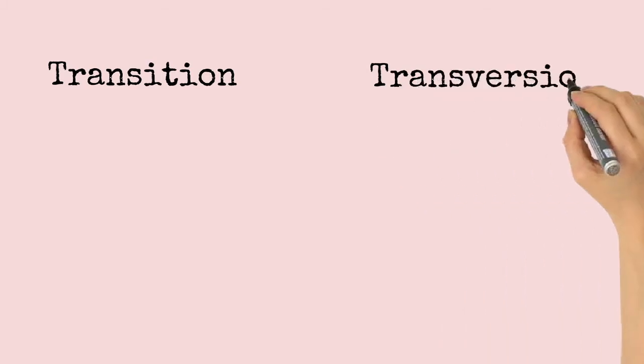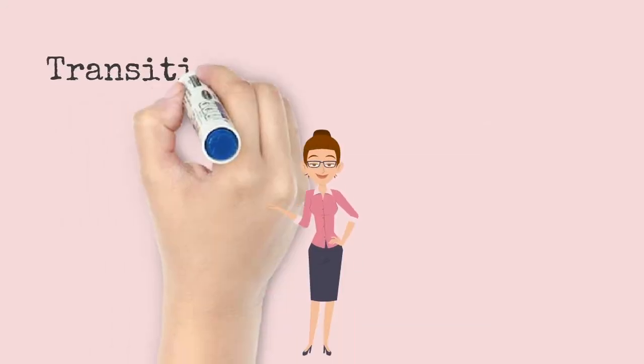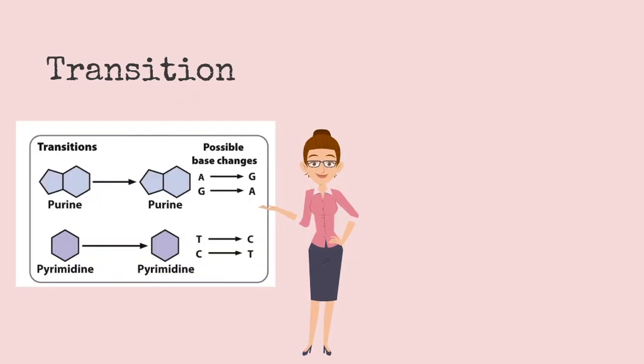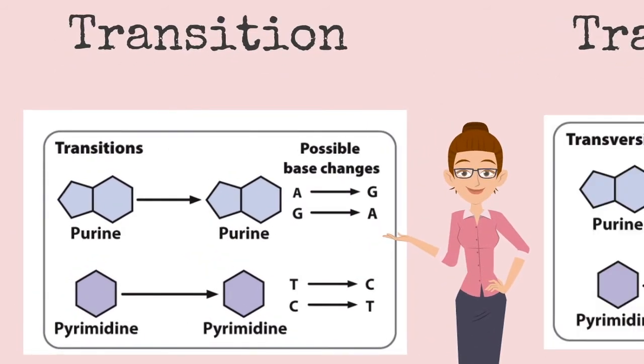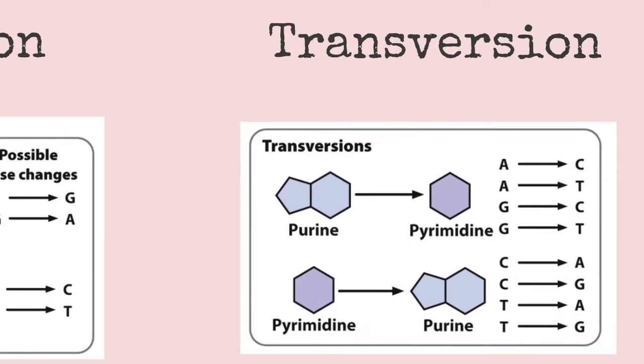To understand transition and transversion, you have to understand that adenine and guanine are considered purines, and cytosine, thymine, and uracil are considered pyrimidines. Transition means that you're going from either a purine to a purine or a pyrimidine to a pyrimidine, for example A to a G or C to T, while transversion means you're going from a purine to a pyrimidine or from a pyrimidine to a purine, for example A to C or T to G.